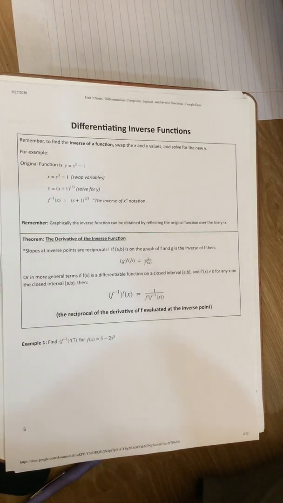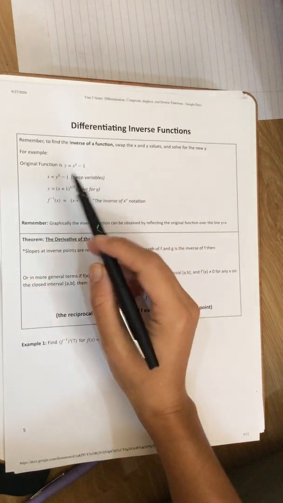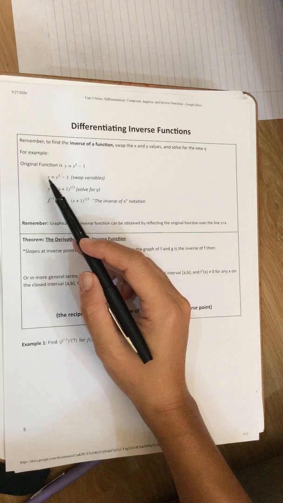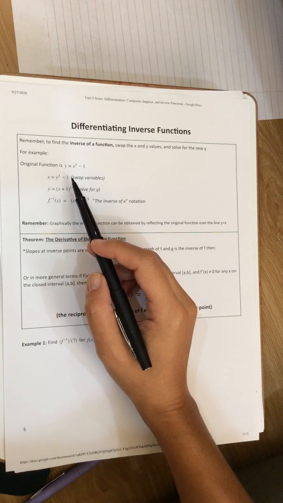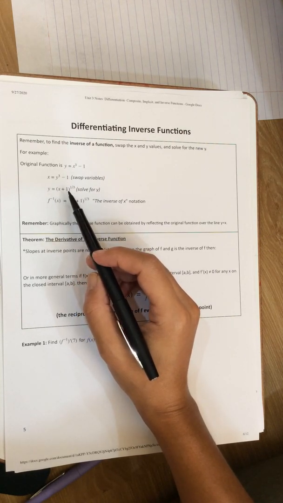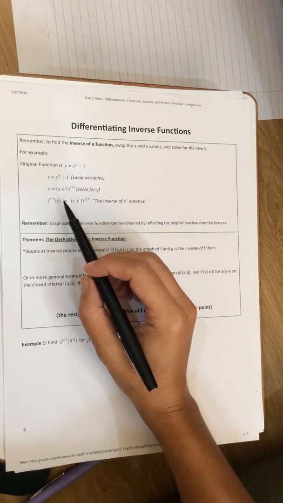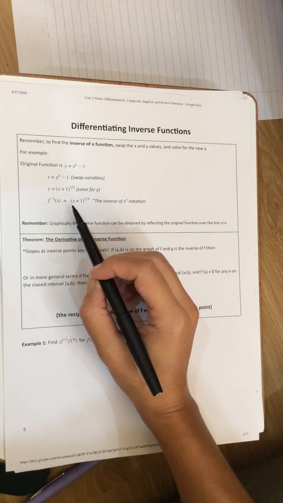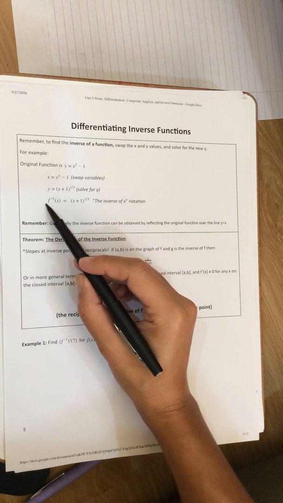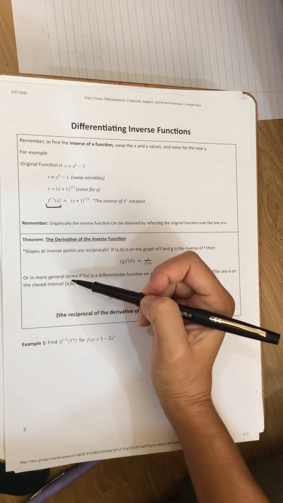Remember in pre-calc when we learned about inverse functions? You basically swap the x and y values. So if the original function was y equals x cubed minus 1, the inverse would swap the x and y's: x equals y cubed minus 1. Then you resolve that equation for y, which is right here. We would say the inverse of the original function is (x plus 1) to the 1/3, or the cube root of x plus 1. So this is just notation for the inverse of x.